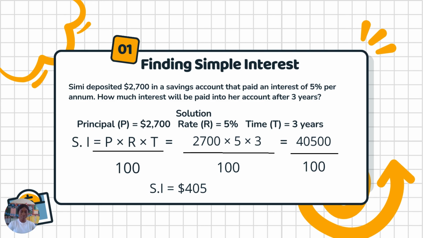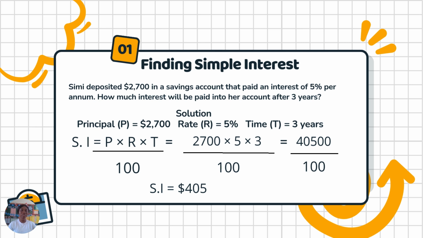Example 1. Simi deposited $2,700 in a savings account that paid an interest of 5% per annum. Per annum means per year. So she went to a bank, opened a savings account, and she dropped $2,700 with them. And then the bank said, because you dropped this amount of money with us, every year we are going to give 5%.